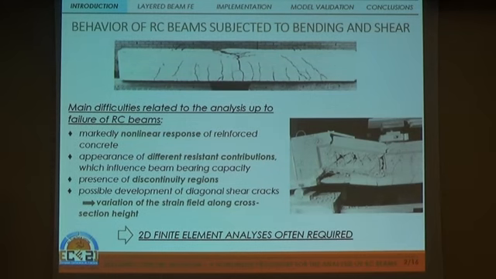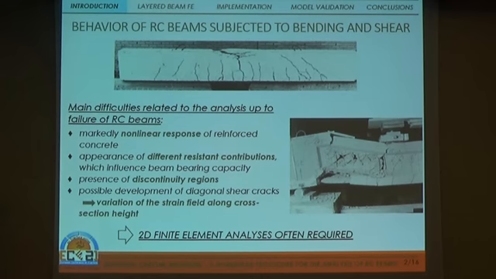The analysis up to failure of beams subjected to bending and shear is a quite complicated task due to the markedly nonlinear response of the material after cracking and due to the interaction between the constituent materials that are concrete and steel reinforcement. And moreover, the analysis is further complicated by the presence of discontinuity regions with high stress concentration and by the possible development of diagonal shear cracks, which may lead to a variation of the strain field across the cross-section, which is hardly caught by a traditional method.